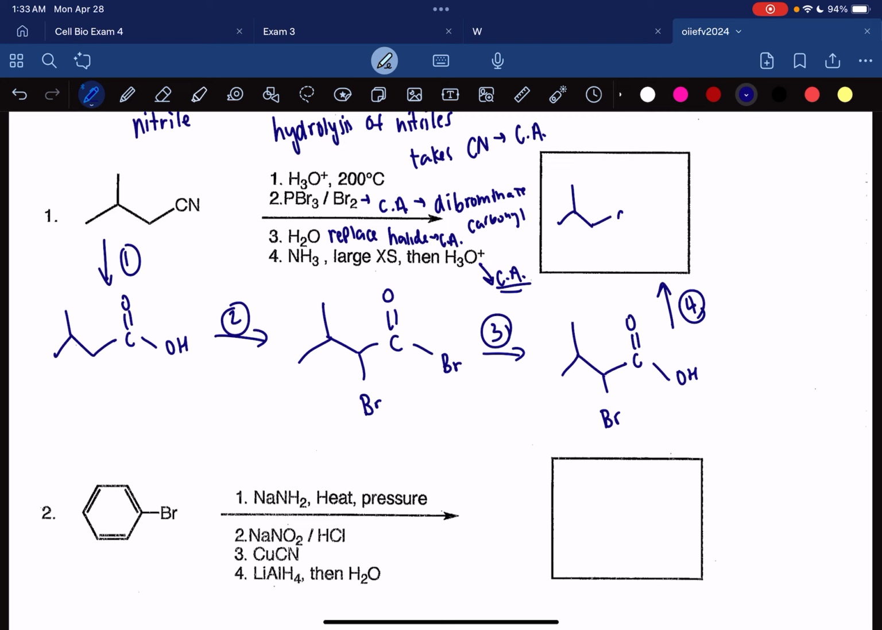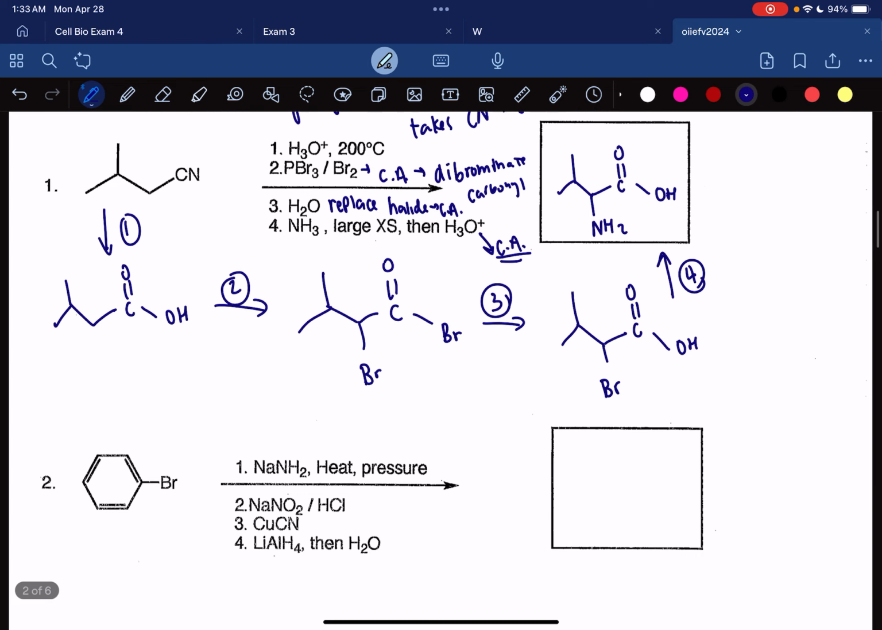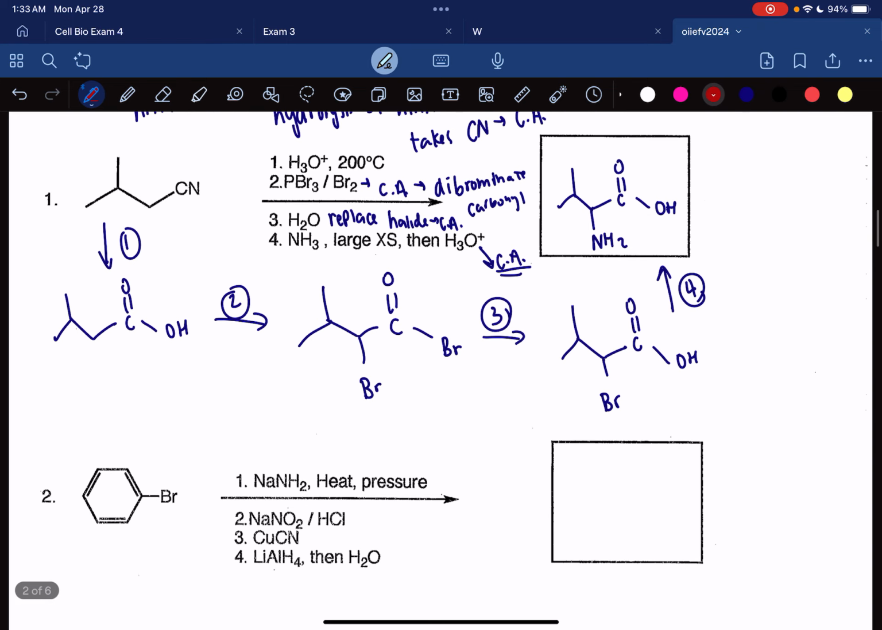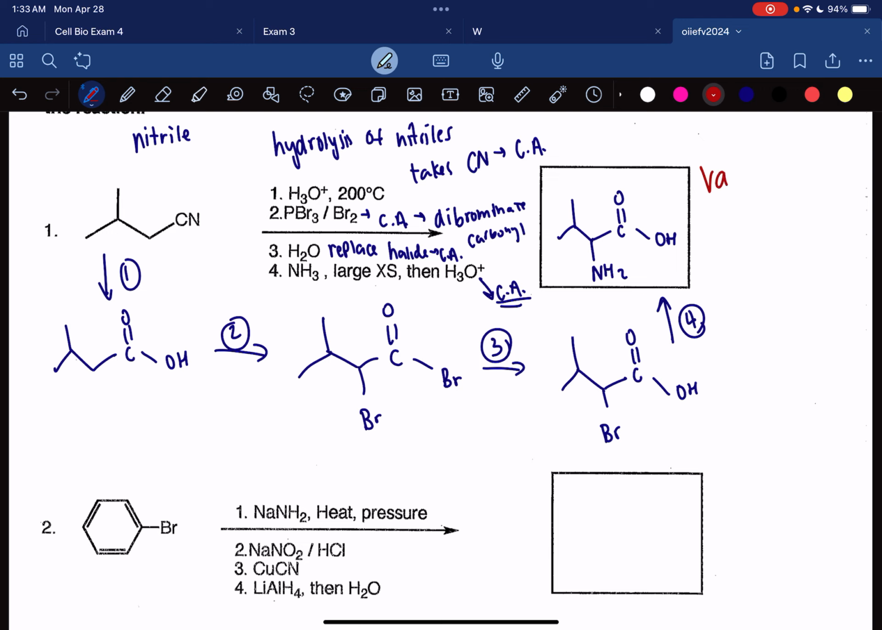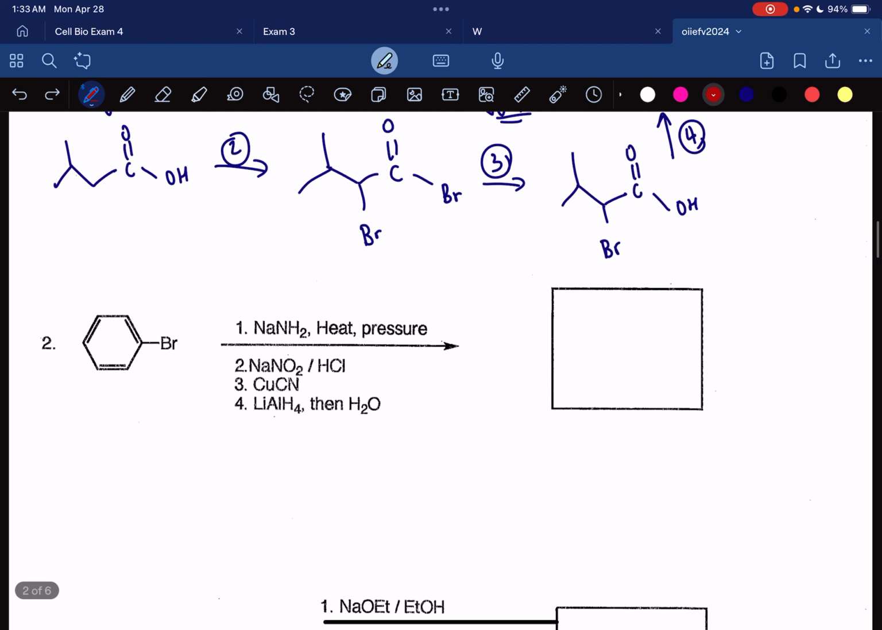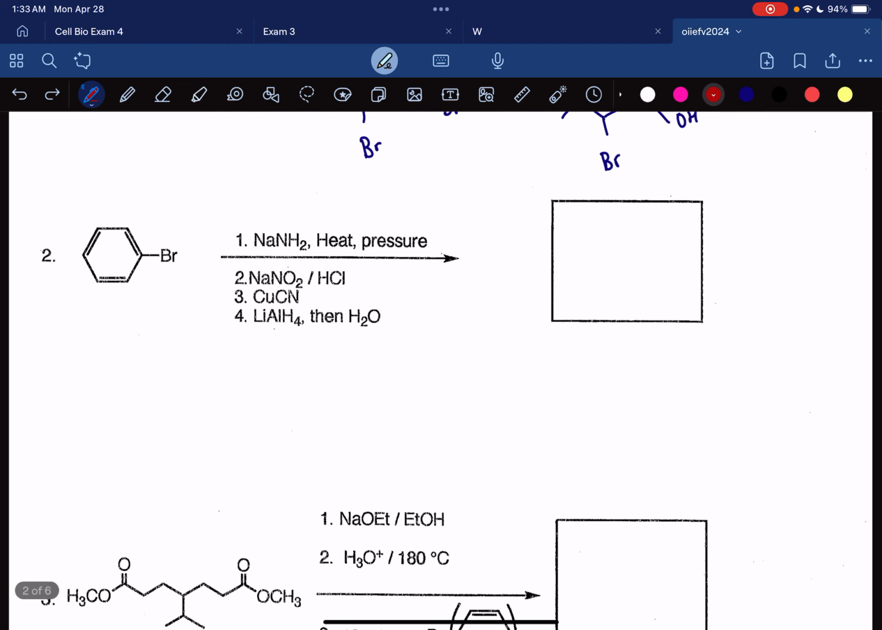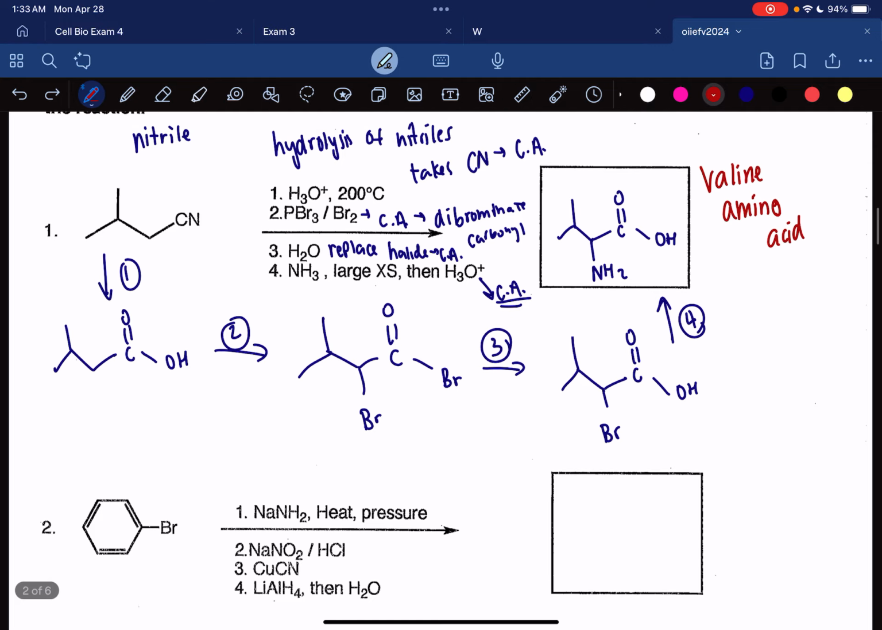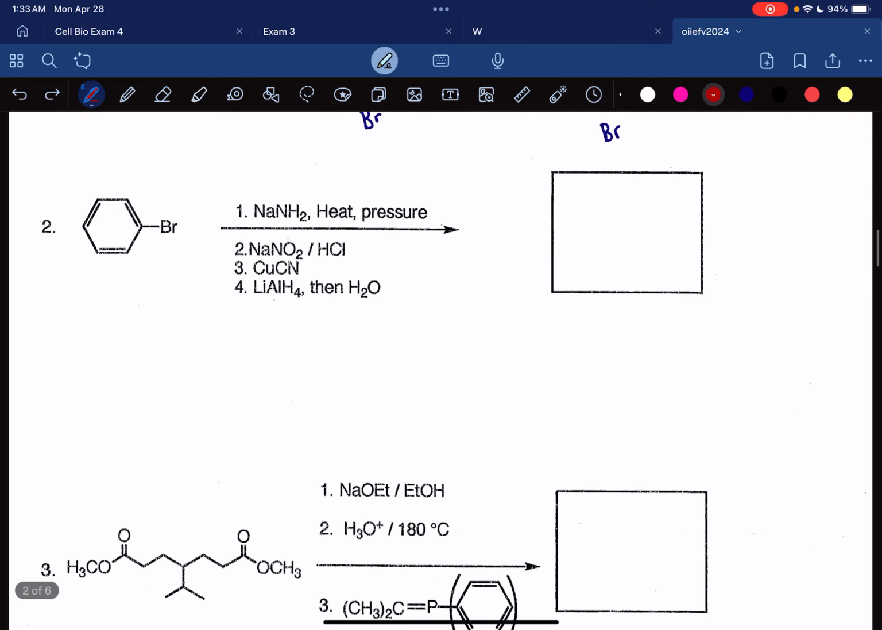What the final product looks like is this, and the NH2 goes here. And looking at this structure, for all you biochemists out there, this is actually an amino acid. This is valine, actually. That's pretty interesting, if you guys care. So, that's it for the first one. Moving on to the second one.